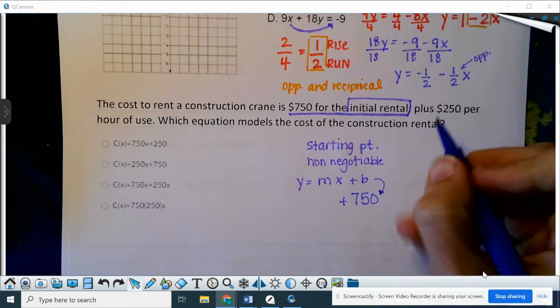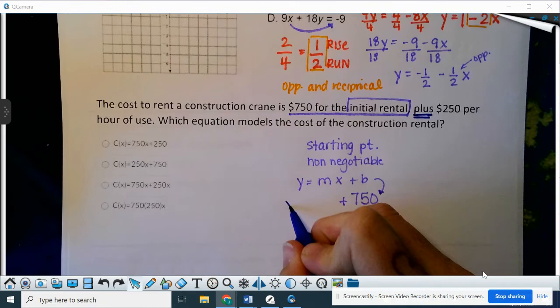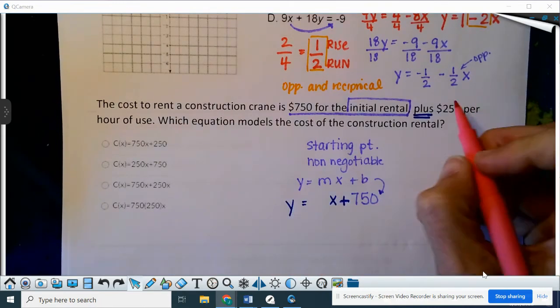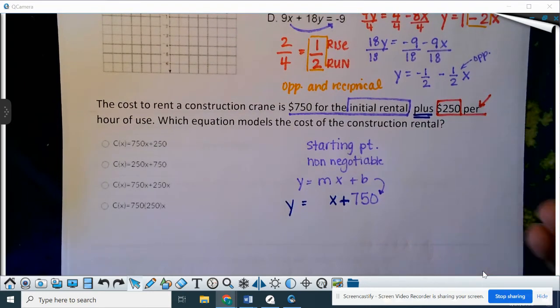Plus, so that means it's going to add. So we're going to have a positive slope. And we have y equals an x plus 750. 250 per hour. So that's going to be how you know it's the rate of change, because it's going to change however many hours you're using it. That 750 is not negotiable. You are definitely going to have to pay 750. The part that changes is if you have it for 1 hour or 2 hours or 3 hours.